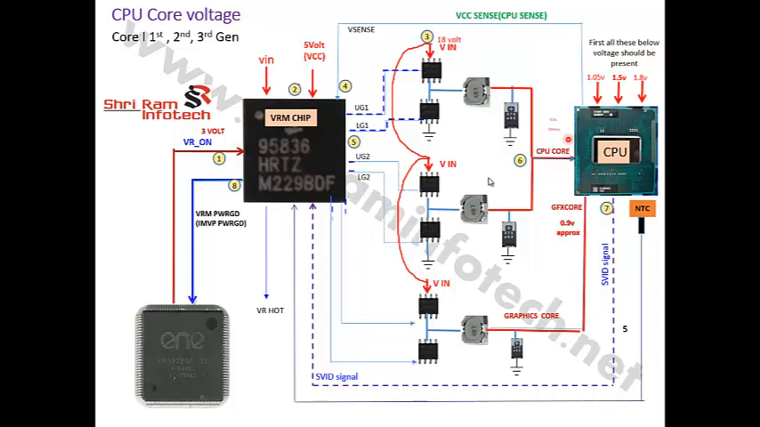Then check all these MOSFETs for any short, and check these capacitors. If everything is perfect, there are no shorts in the processor, all the MOSFETs are perfect, and all the capacitors are perfect, then replace this VRM chip. So in this way you have to rectify this problem in the core section. Thank you very much.